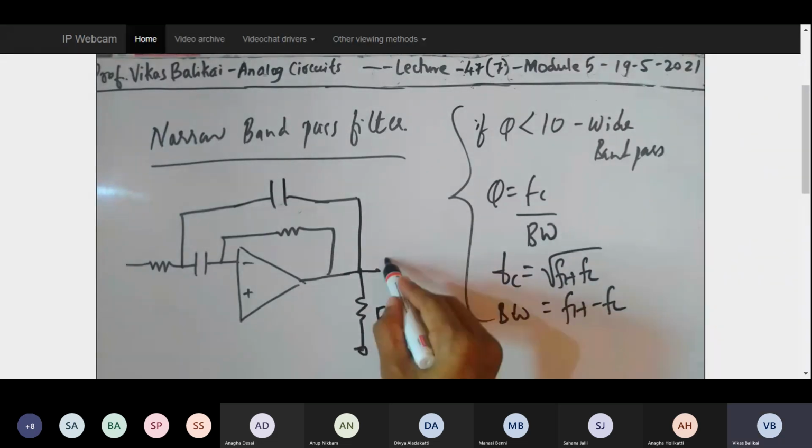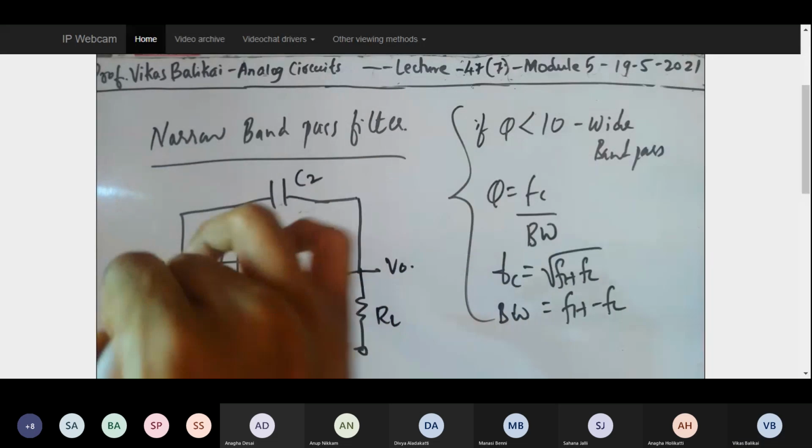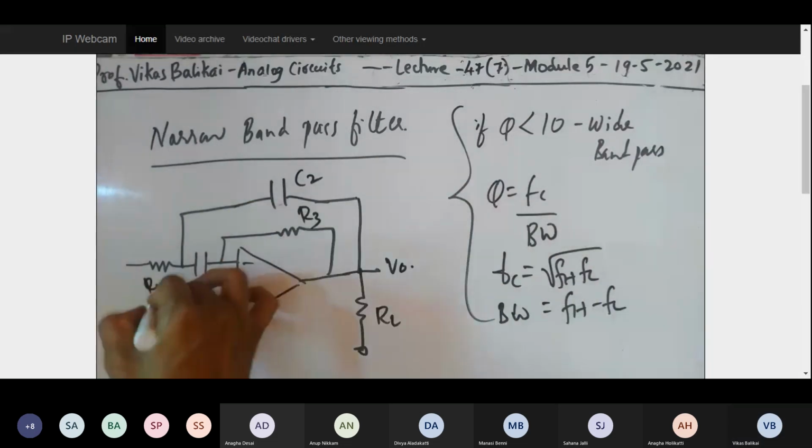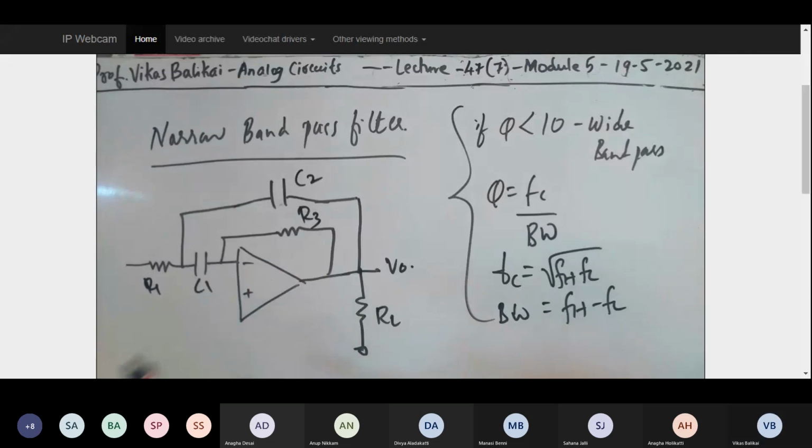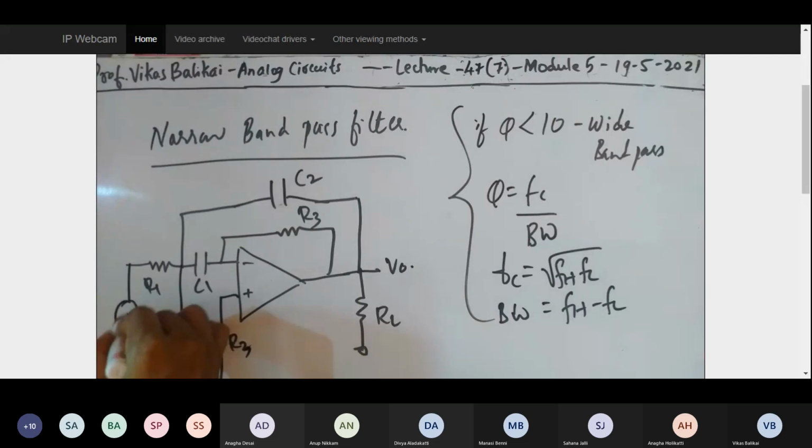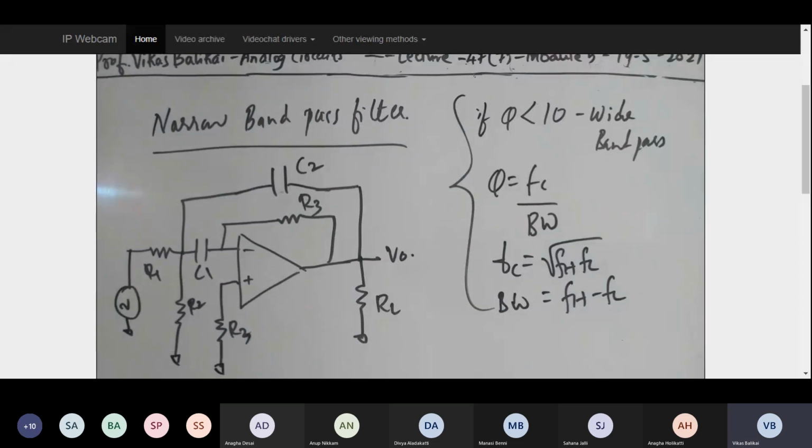So I have C1, C2, R1, R2, R3. This is how my circuit looks. Basically, this is a narrow band pass filter using a single op amp, and unlike your other circuit, it doesn't make use of two op amps.